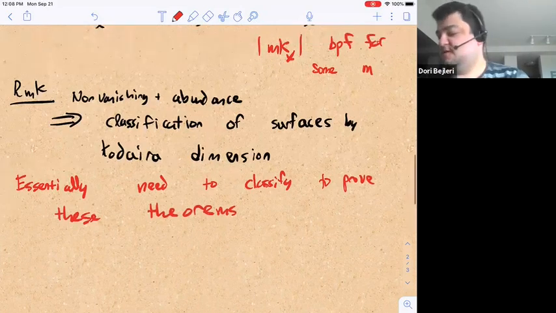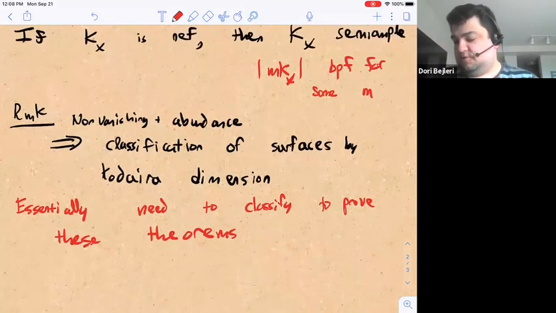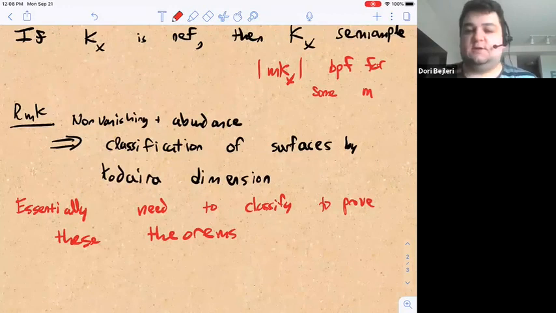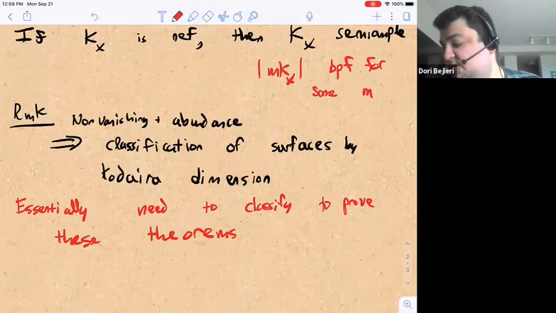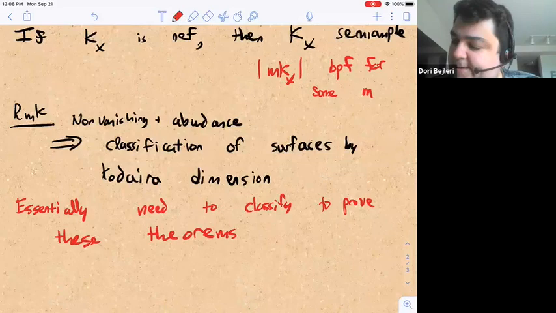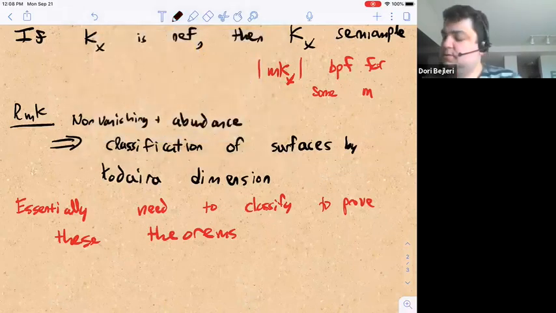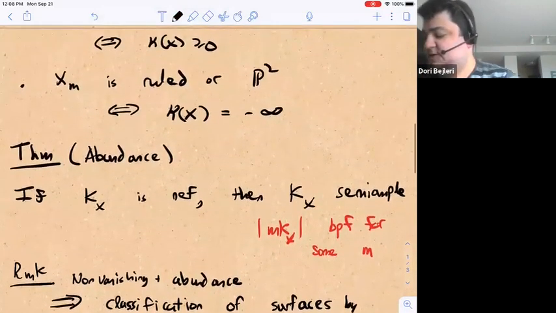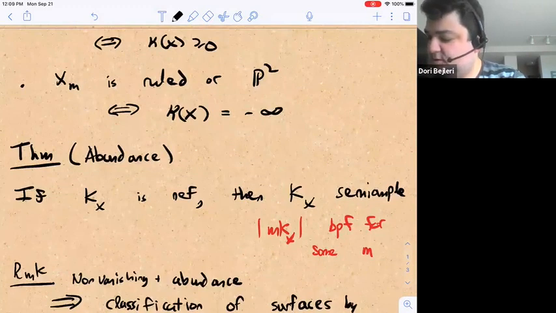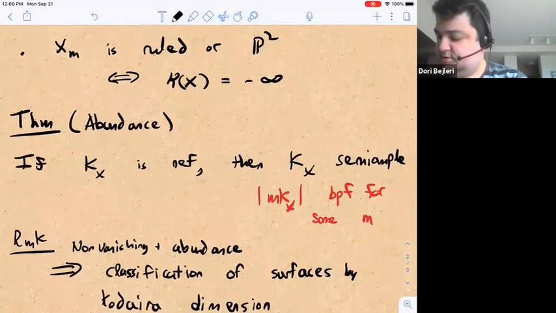So somehow the best thing you could hope for is that you can give some direct proof of non-vanishing and abundance, some kind of abstract proof that just says it has to be true, and then use that to produce the classification. But it turns out that the only proofs that we know of for these theorems, even in the case of surfaces, is to actually go through all the possible cases. And then maybe the other remark is that the abundance conjecture in higher dimensions is one of the big open conjectures of the field, and we'll talk about it and its generalizations later in the course.